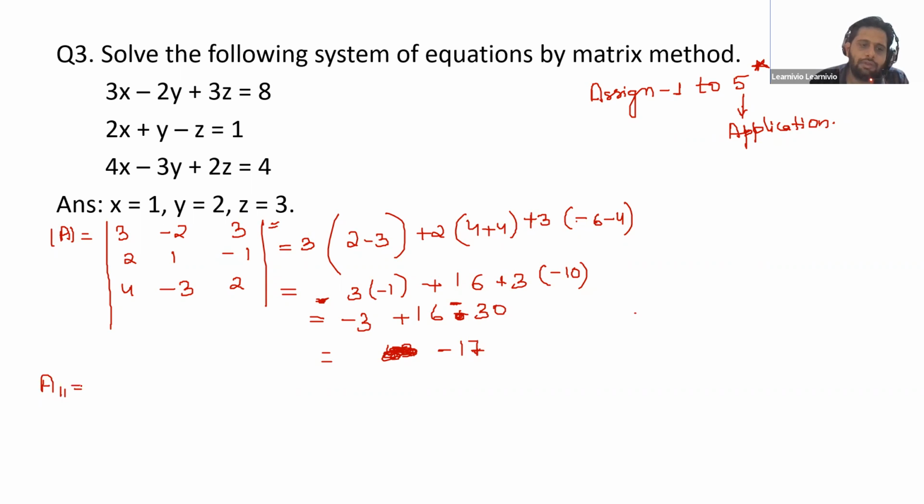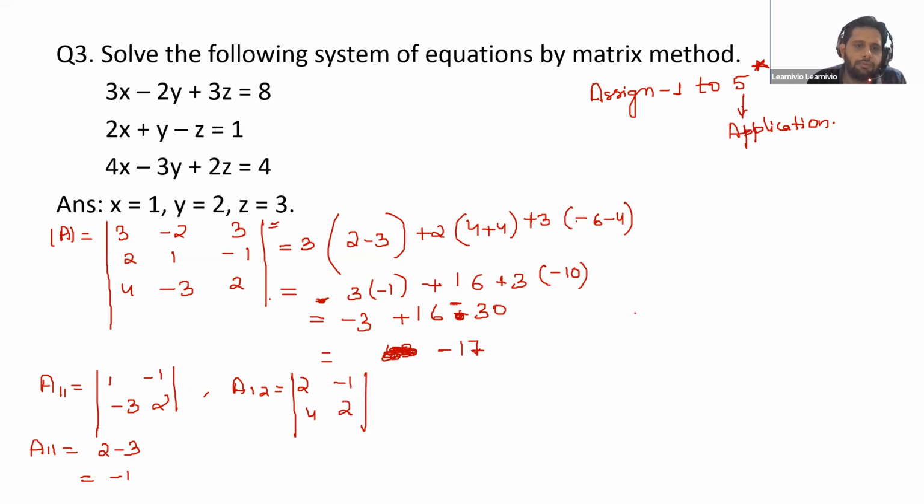So after that, we need to find the cofactor. The cofactor will be found like this. Remove this. So 1 minus 1, minus 3 and 2. So a11 will be equal to what? 2 minus 3, which is equal to minus 1. Next is a12. Maziha, please reply to me. What was the last topic? You have done the formula exercise. The 3 cases you have completed. 2, 4 minus 1, 2. Okay. Sir, I got the answer.